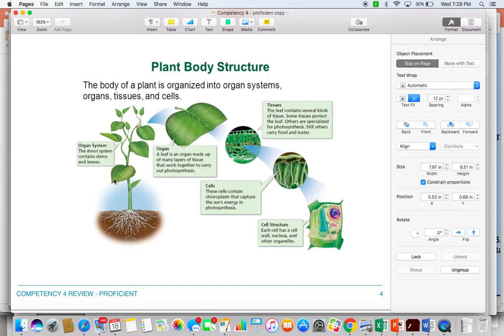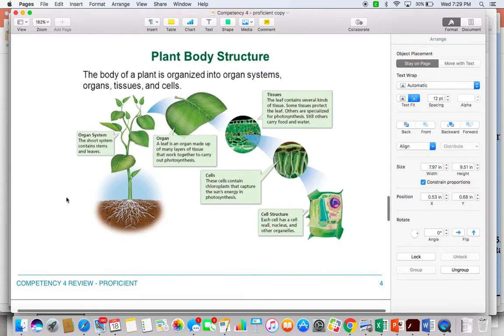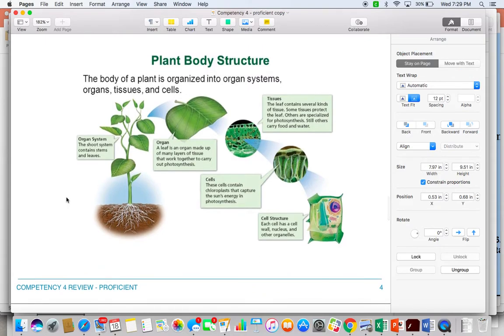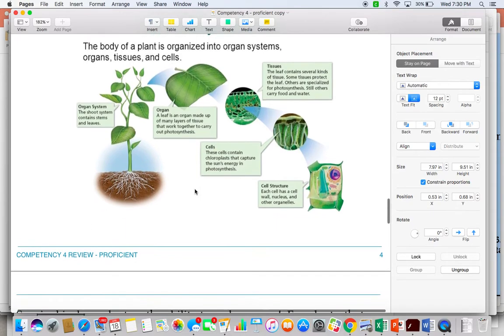So when I think about organs, I think about a single structure that functions as one thing. And then when you put all that stuff together, you get systems. So what we have here is just a shoot system that is the stem and the leaf, because that's everything that's above the ground. So plants and animals both will exhibit these different levels of organization.